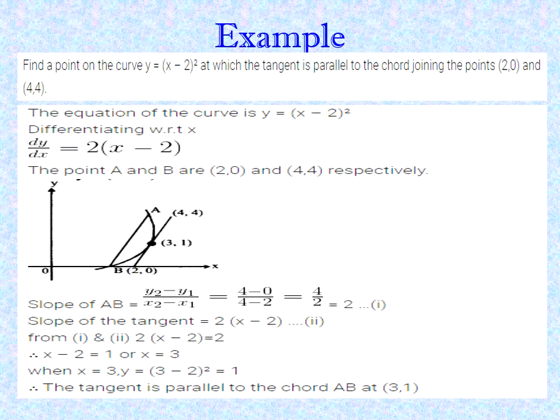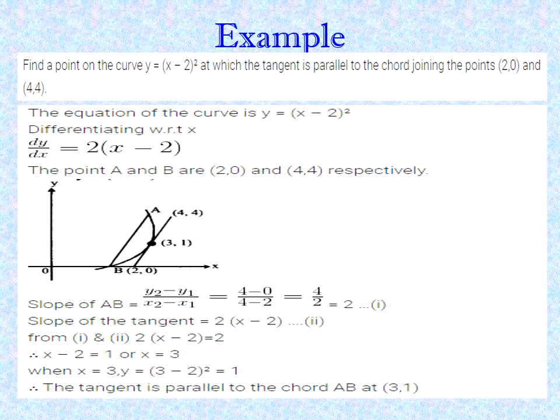Find a point on the curve y equal to (x minus 2) whole square at which the tangent is parallel to the chord joining the points (2, 0) and (4, 4). I think children already know about this problem when you have done the mean value theorem. So just to clarify, the equation of the curve given here is y equal to (x minus 2) whole square. After differentiation, we get dy/dx equal to 2 into (x minus 2). The points A and B are (2, 0) and (4, 4) given. So the slope of AB we can easily find by using these 2 points, and that becomes 2.